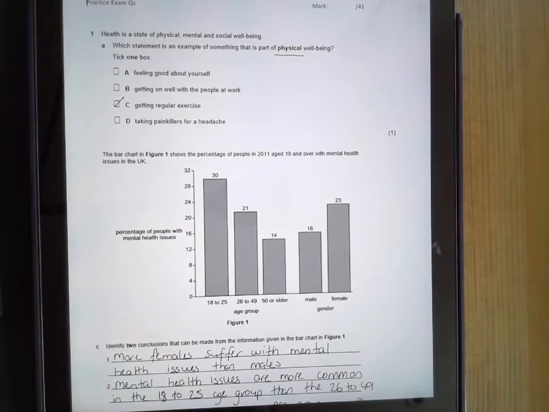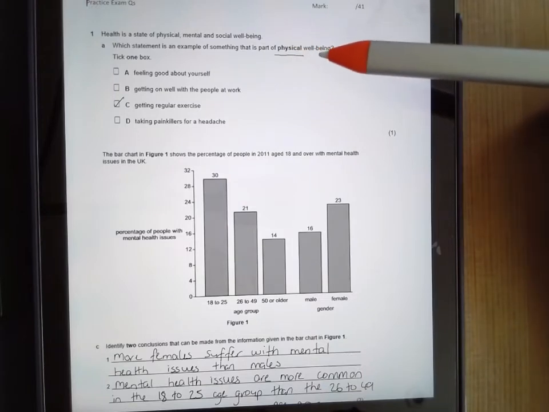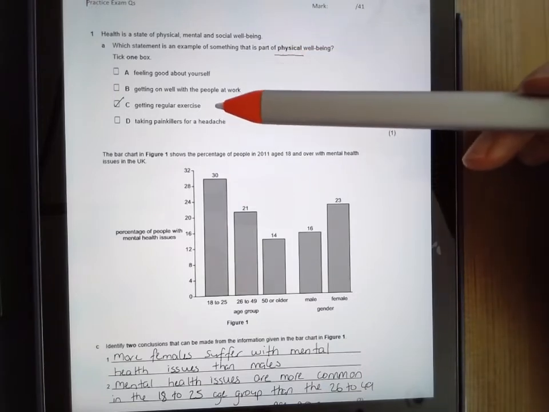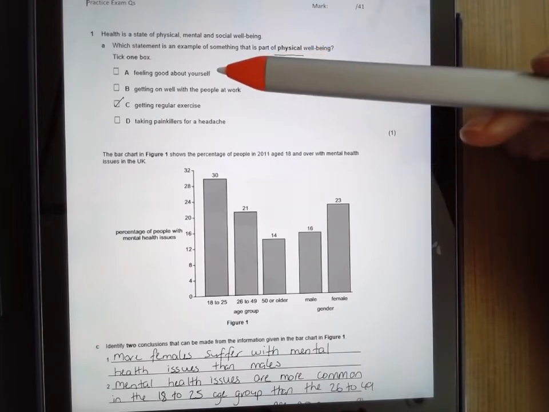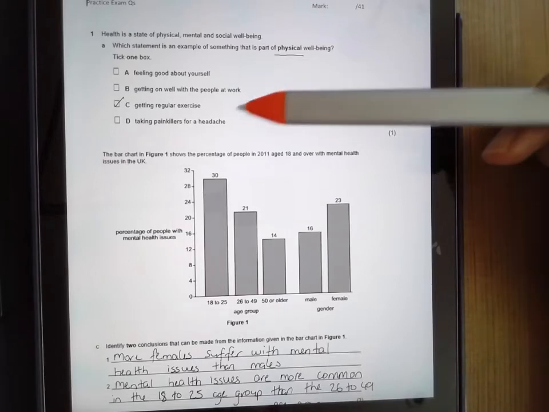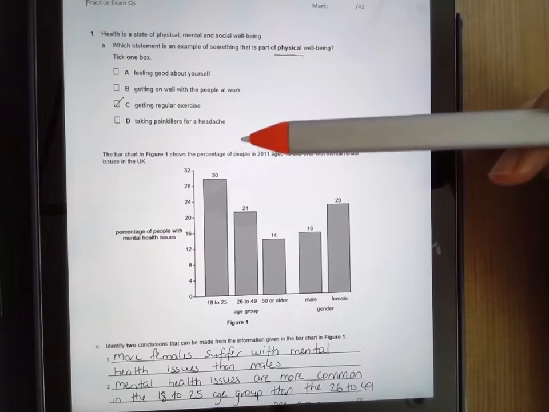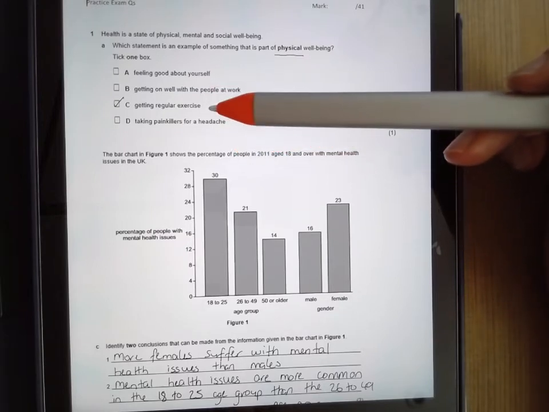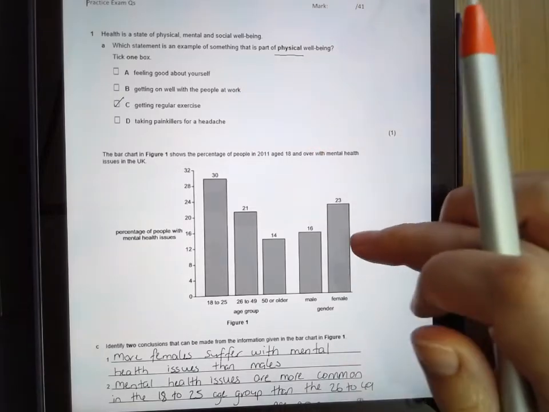So if we look at the answers, the first question asks you for an example of something that's physical well-being, and the answer is going to be C. Exercise affects your physical health. The others: feeling good about yourself will be your mental health, getting on well with people will be social health, and taking painkillers for a headache is something you're doing because you're not in good physical health. So getting regular exercise is part of someone's physical well-being. So 1 is going to be C. Give yourself a mark if you got that one.